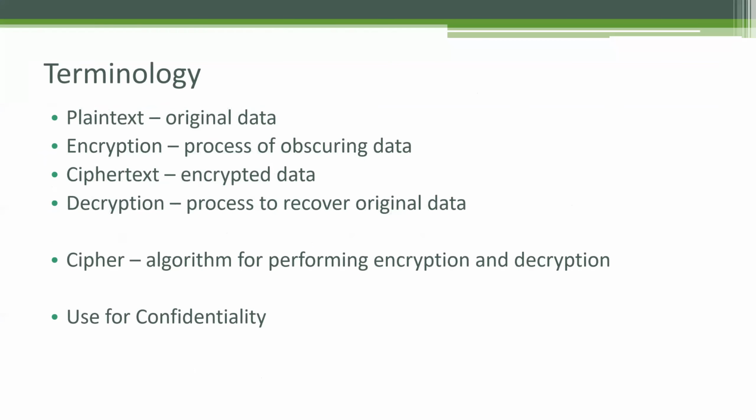Now we're going to get into some of the normal cryptography for encryption. So I wanted to talk about some of the industry terminology. The first one is plain text, which is your original data. So this is what you want to encrypt. Encryption is the process of obscuring that data so it's not readable. Ciphertext is the actual encrypted data. Decryption is the process to get me back to my original data. The cipher is the algorithm I'm going to use for performing encryption and decryption. And I'm going to use this for confidentiality.